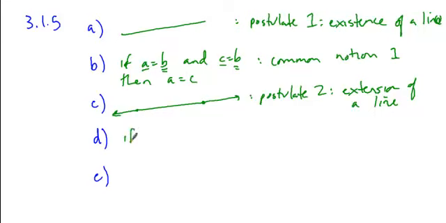D states that if x is equal to y, then x minus 8 is equivalent to y minus 8. Okay, all you really did there was you substituted in this x for its equivalent y. So that's an example of substitution, which is common notion 3.